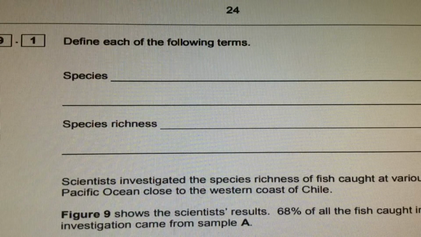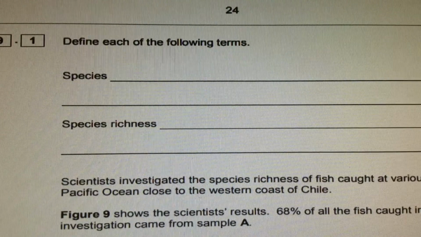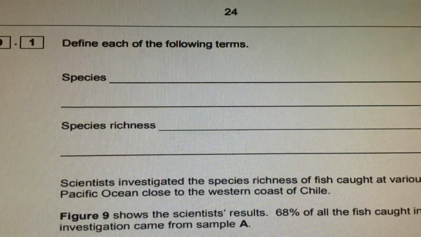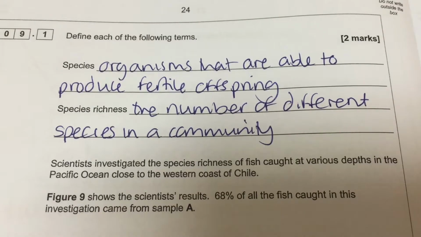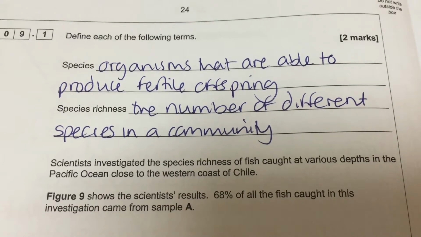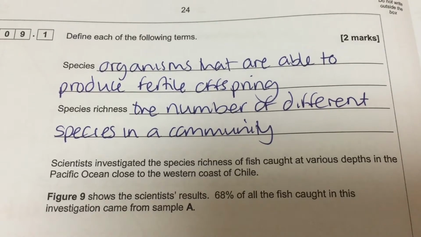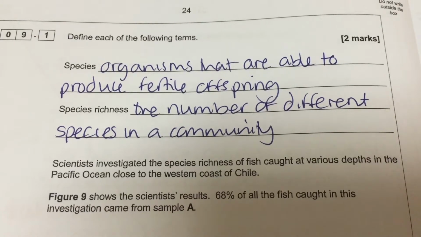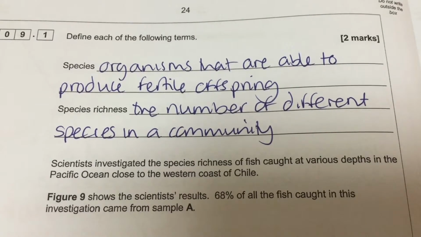Not too much uplift from GCSE, so just pause the video and have a little think, what would you have written? Okay, so not much uplift from GCSE here. Species: organisms that are able to produce fertile offspring. Most students missed out the word fertile. And species richness is literally just the number of different species in a community.